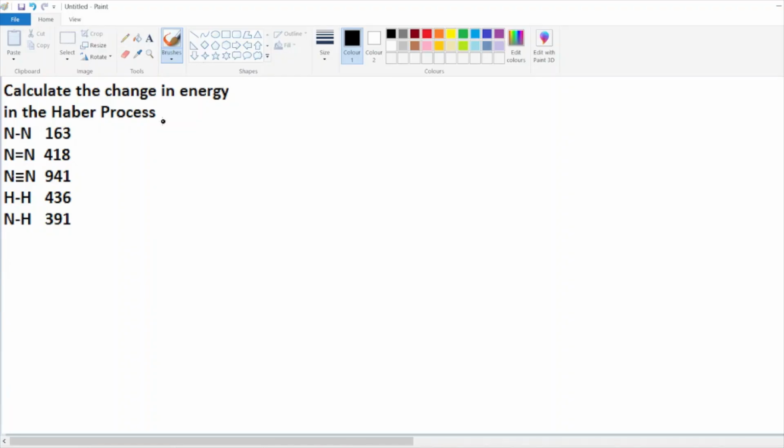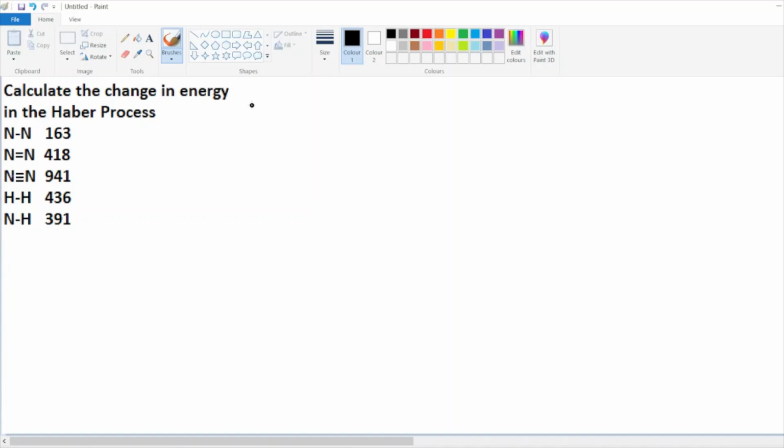So bond energy calculations. See if you can have a go at calculating the change in energy in the forwards reaction of the Haber process. You've got the bond energies here. They'll always give you the bond energies in the exam, so you're going to have to calculate it.